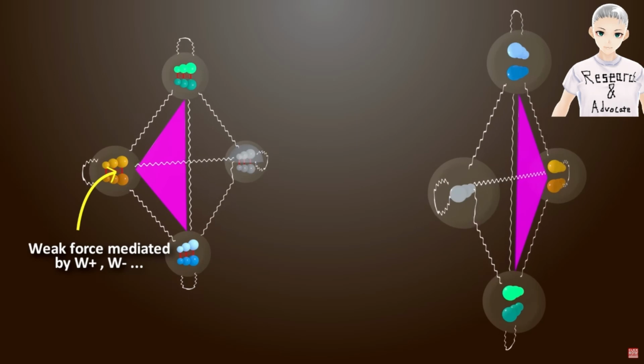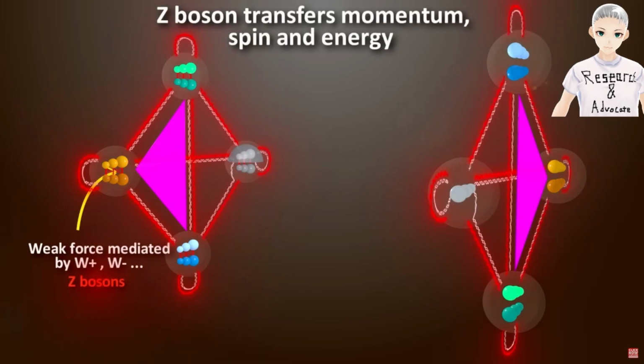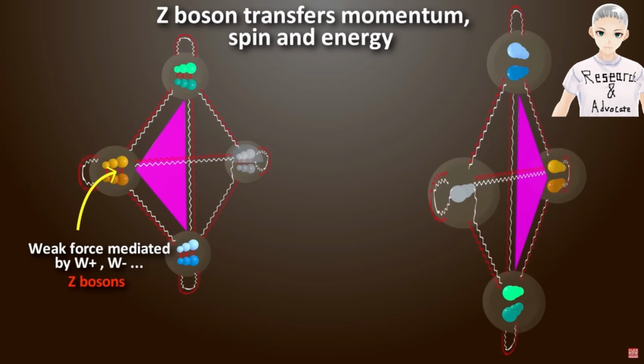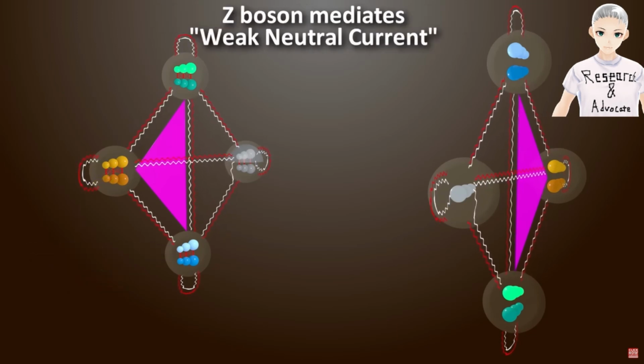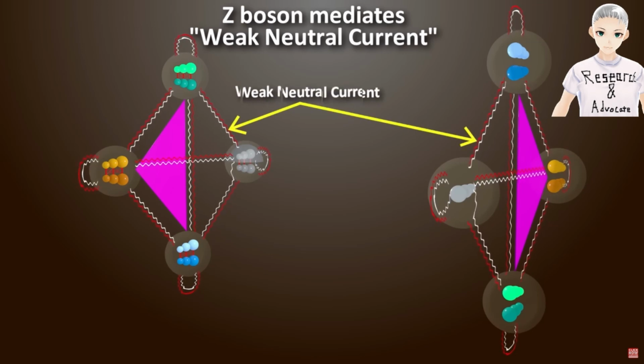A third boson involved in weak interactions is the Z boson. However, it does not have any electrical charge. The exchange of a Z boson acts to only transfer momentum, spin, and energy between particles, while leaving any other properties of interacting particles unaffected. Since there's no transfer of electrical charge, this is referred to as a weak neutral current interaction.